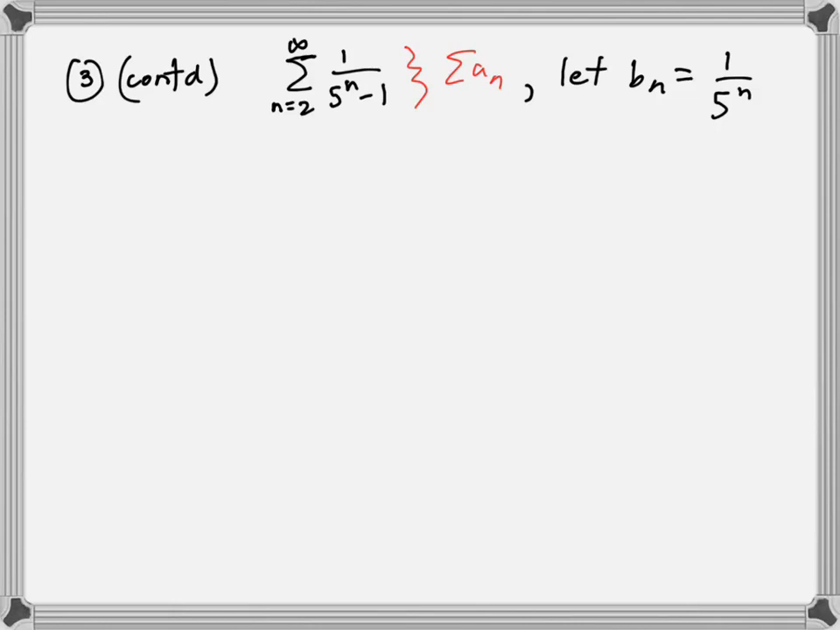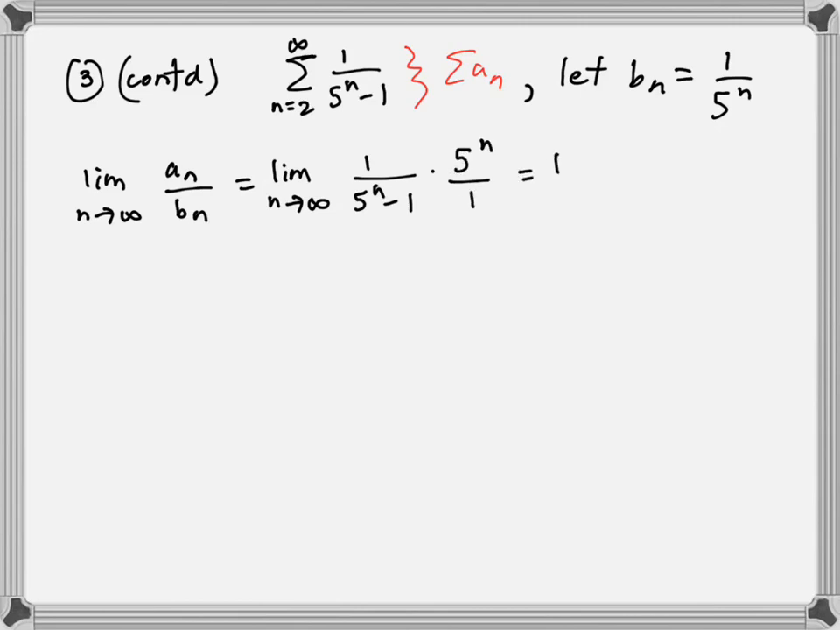So, what is the limit as n goes to infinity of AN over BN? So you divide one series by the other. So this is going to be the limit as n goes to infinity of AN over BN. So that's times 5 to the n over 1. So this is equal to the limit as n goes to infinity of 5 to the n over 5 to the n minus 1.